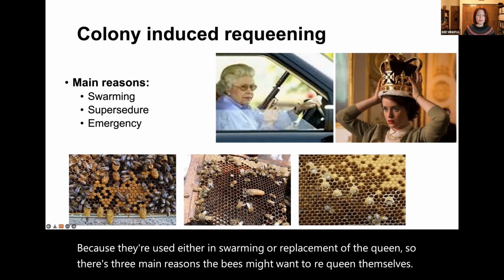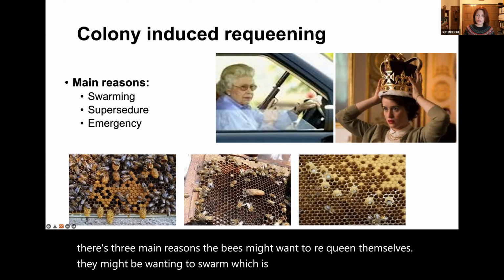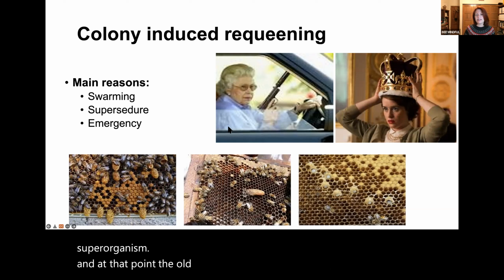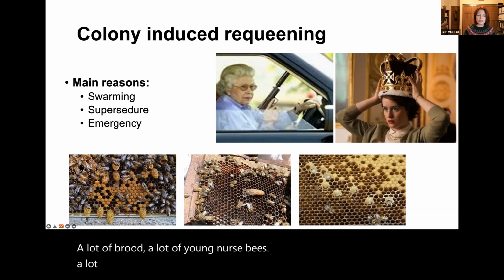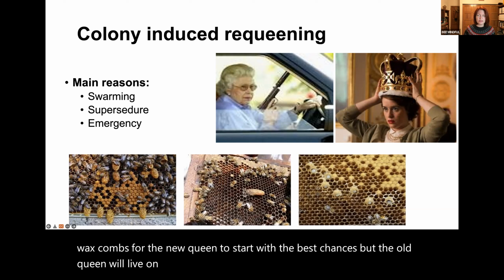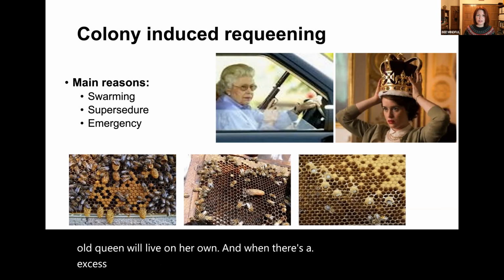They might be wanting to swarm, which is the natural reproduction of the superorganism. And at that point, the old queen is going to leave the nest with a bunch of bees and leave behind several queen cells, a lot of brood, a lot of young nurse bees, a lot of food, and wax combs for the new queen to start with the best chances. But the old queen will live on her own. And when there's an excess of population and excess of food, that's usually when it starts.